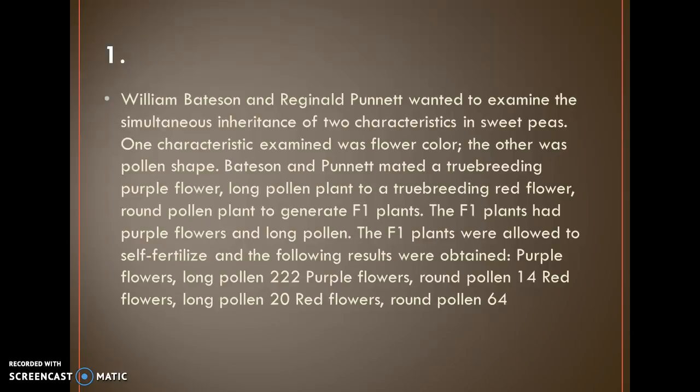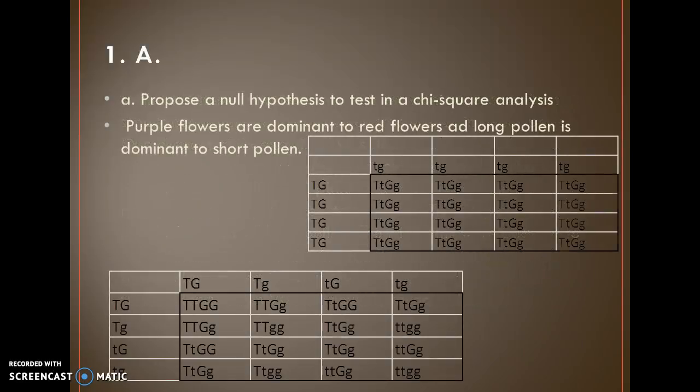Purple flowers and long pollen were 222. Purple flowers and round pollen were 14. Red flowers and long pollen were 20. And red flowers and round pollen were 64. So 1A.